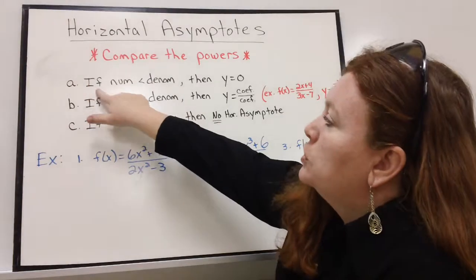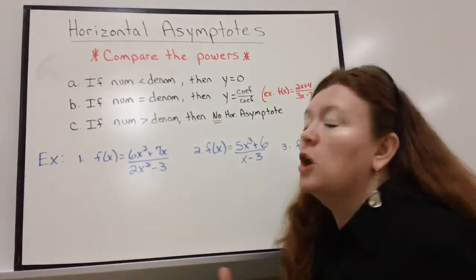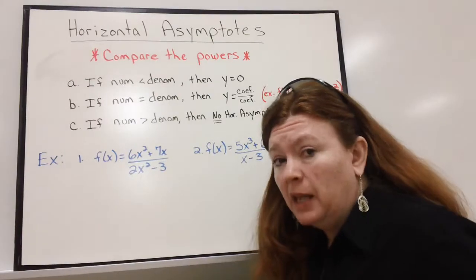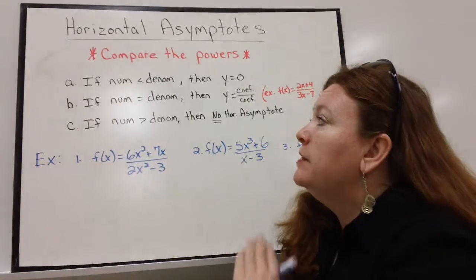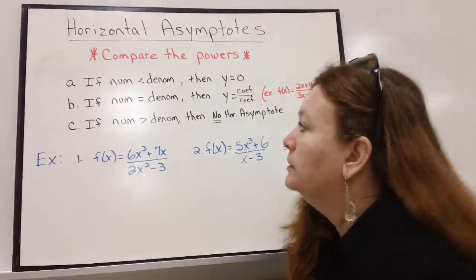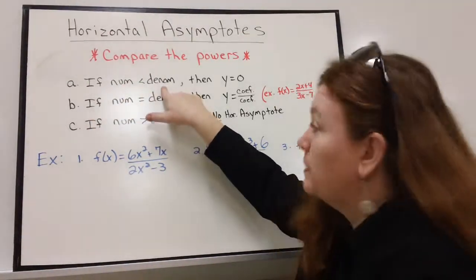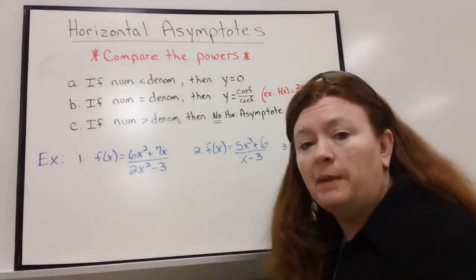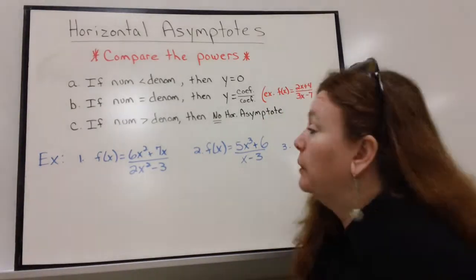So, the first rule says, if the numerator is less than the denominator, what we're talking about is the powers, the highest. Actually, we're talking about the degree of the polynomial. The degree is the highest power that you see. In this lesson, we are only dealing with one variable, so we can just say it's the highest power. If the numerator's power is less than the denominator's power, then you have a horizontal asymptote at y equals 0. Automatic, you don't have to do anything. You would just find that it is automatically y equals 0.